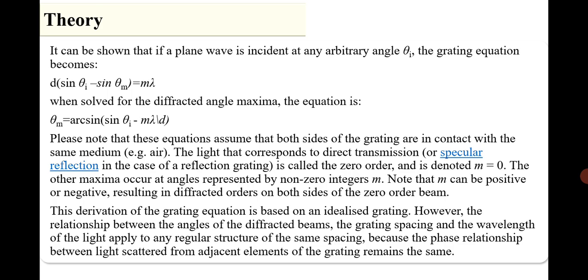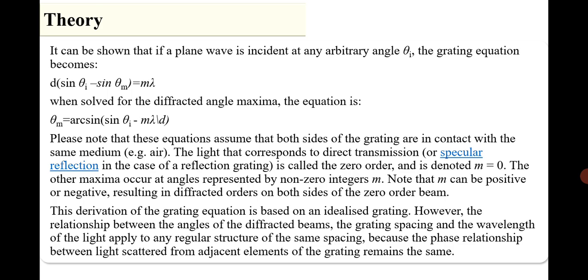For example, air. The light that corresponds to direct transmission, or specular reflection in the case of a reflection grating, is called the zero order and is denoted m equals 0. The other maxima occur at angles represented by non-zero integers m. Note that m can be positive or negative, resulting in diffracted orders on both sides of the zero order beam.